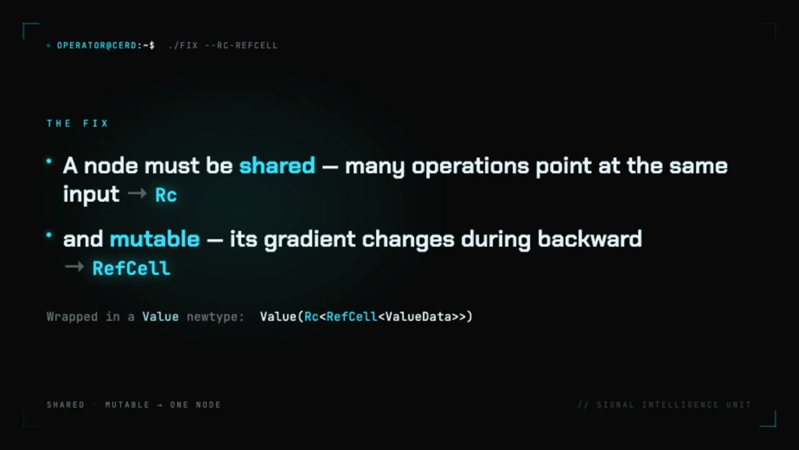So the first one's Rc, or reference counting, and that gives us shared ownership. It's a bunch of handles, one node underneath, and then cloning of handles is actually cheap.